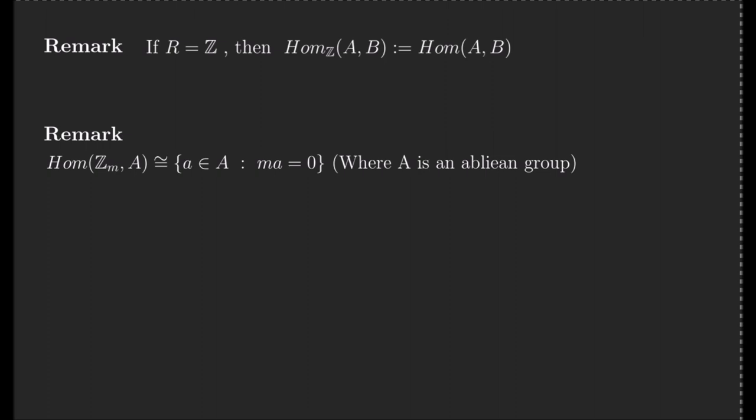Now let's see some useful remarks which are frequently used in the lecture. First, if R is the integers, then we can omit this notation. I think many others use Hom_Z-module, Hom_Z(A,B), so this is a bothersome existence. So we just write Hom(A,B) instead of Hom_Z(A,B). And the second remark is also important to understand.